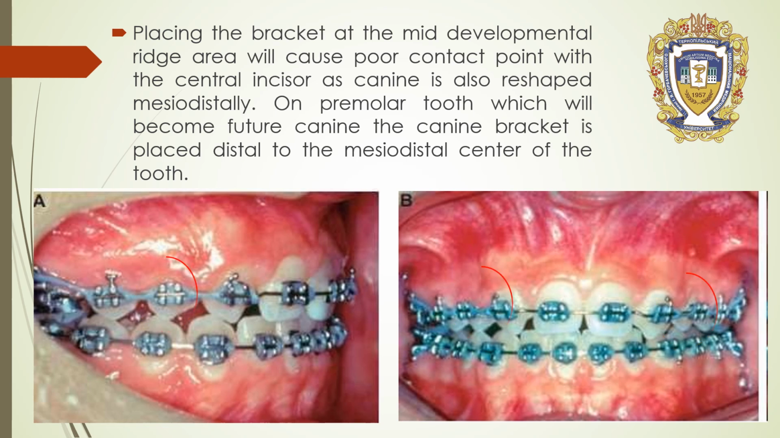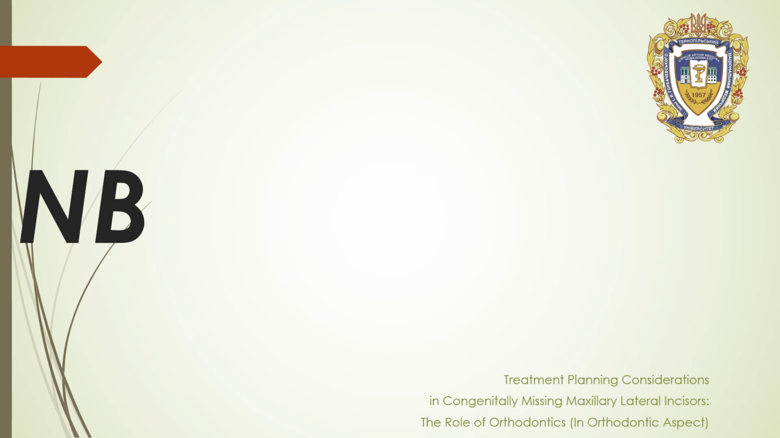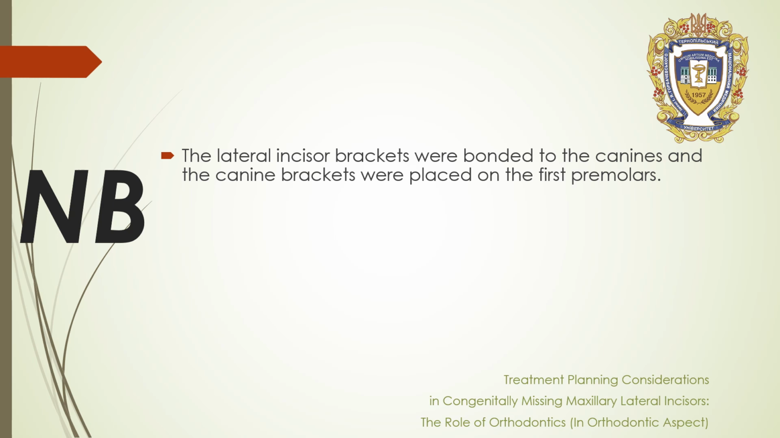On the premolar tooth, which will become the future canine, the canine bracket is placed distal to the mesiodistal center of the tooth. Please, nota bene. The lateral incisor brackets were bonded to the canines, and the canine brackets were placed on the first premolars for patients with primary adentia of upper second incisors.